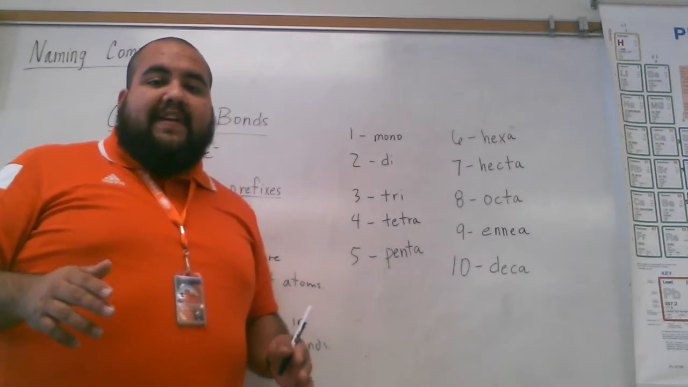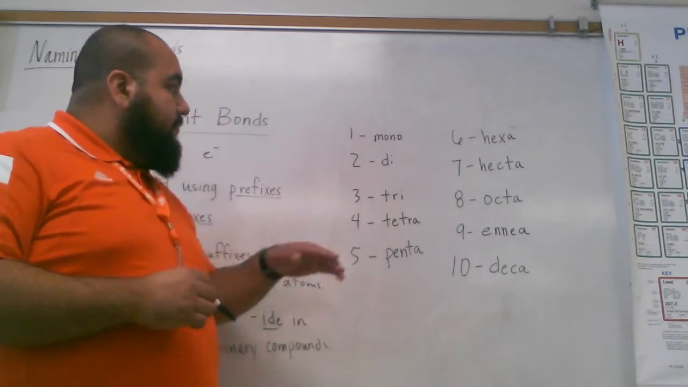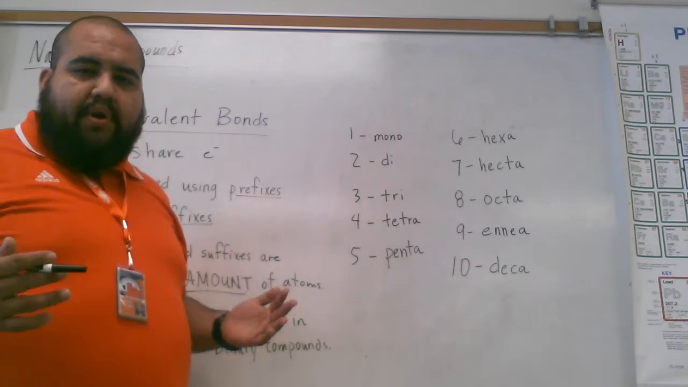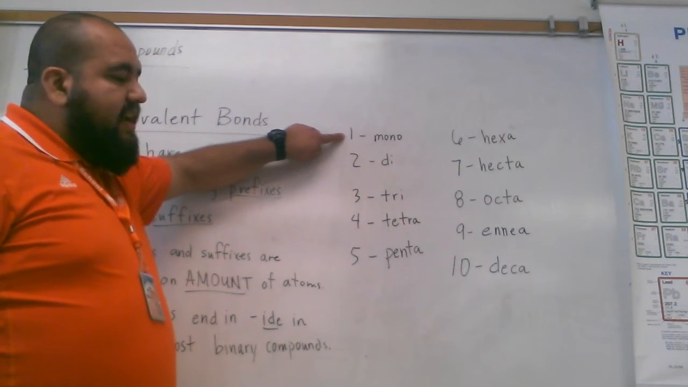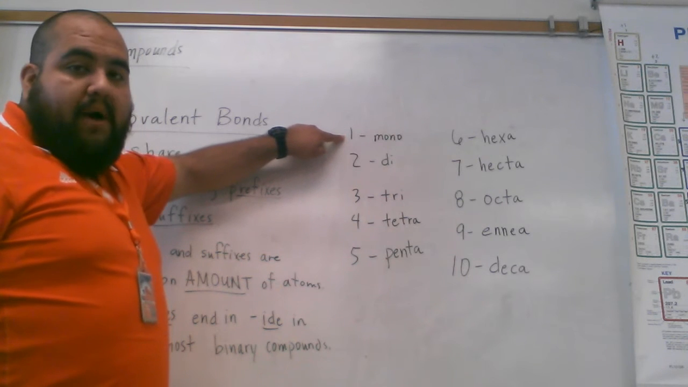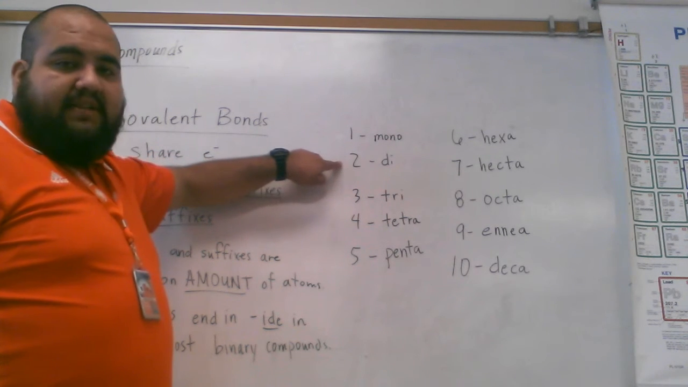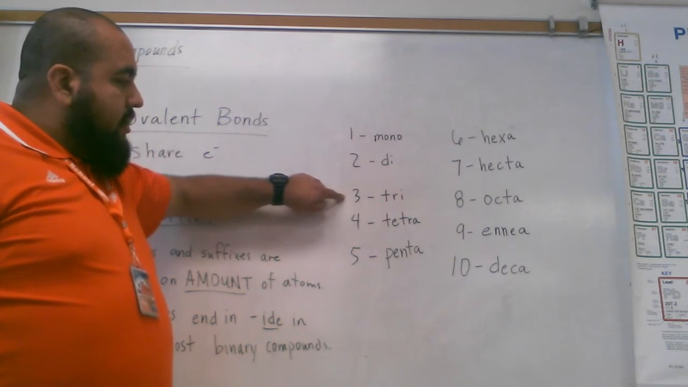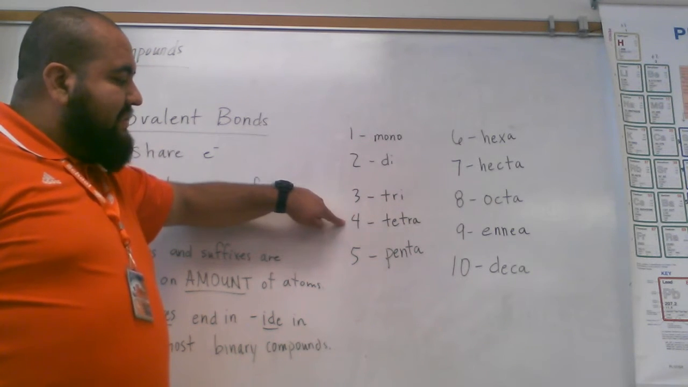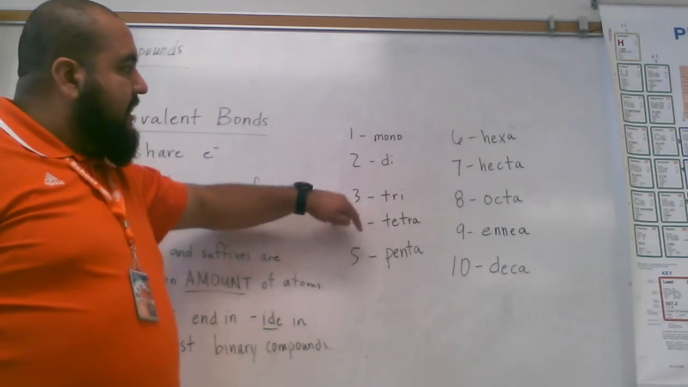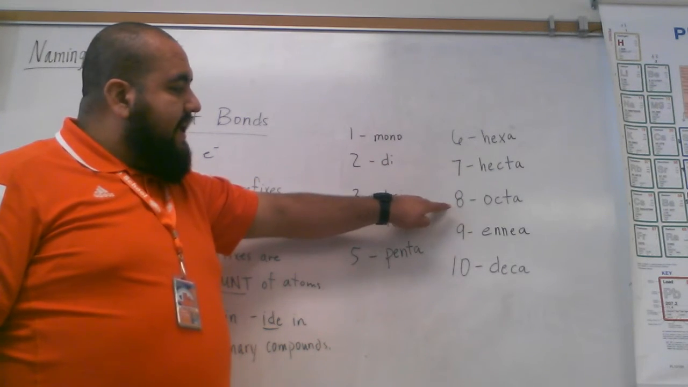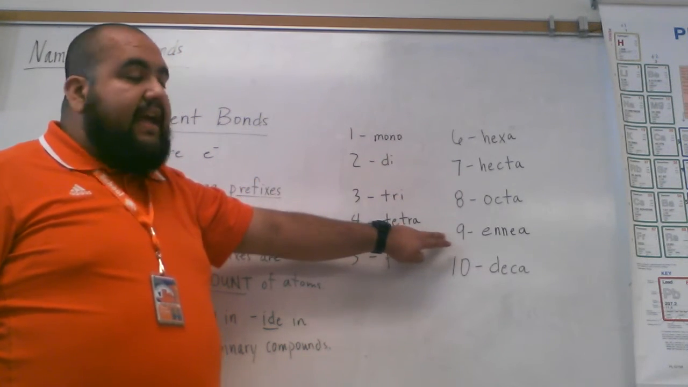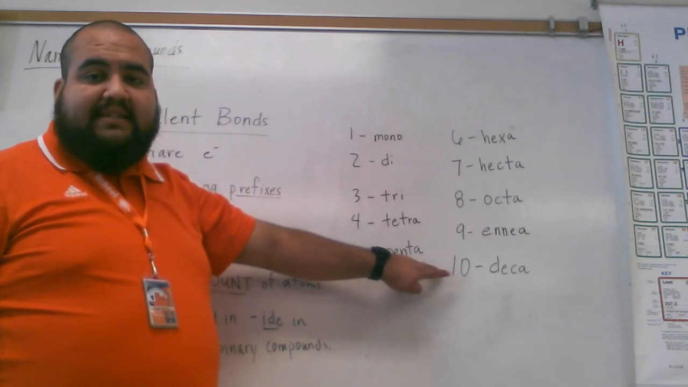So, what do the prefixes look like? Well, you are pretty familiar with these. You've seen them before. If we have an amount of 1, we call it mono. If we have an amount of 2, we call it di. 3, tri. 4, tetra. 5, penta. 6, hexa. 7, hepta. 8, octa. 9, ennea. And 10, deca.